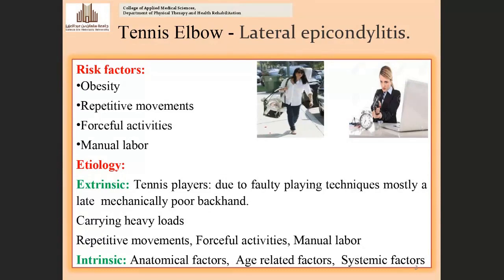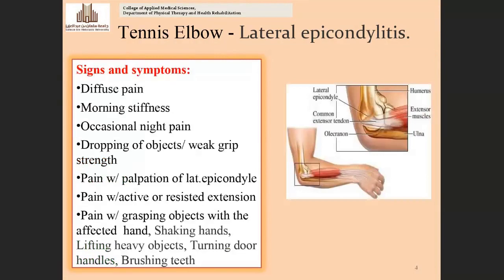When you see the intrinsic causes, it may be due to issues or problems inside the body. For example, if there are any changes in the humerus, or problems in the bone, or problems in the muscles, due to anatomical factors, or sometimes age-related changes, or sometimes systemic factors. Hence, tennis elbow is classified into extrinsic and intrinsic causes. The extrinsic causes are factors from the outside, and the intrinsic causes are factors present inside.